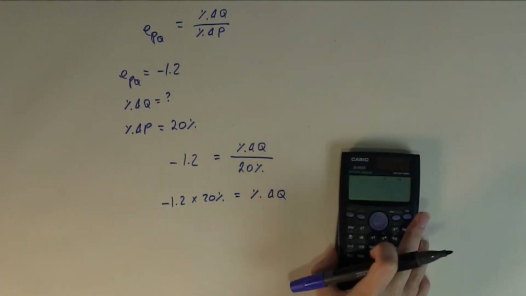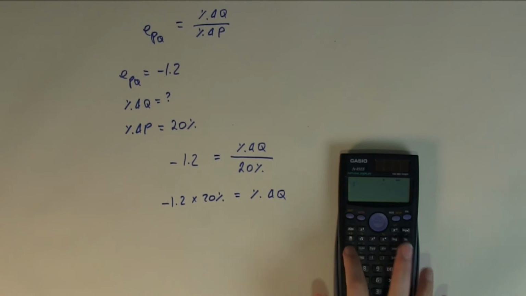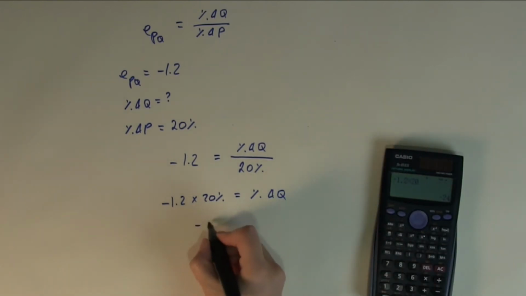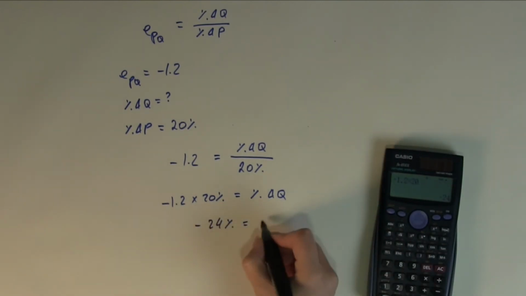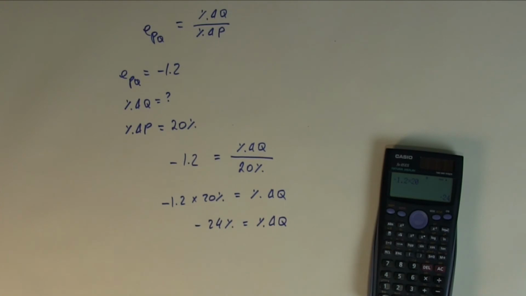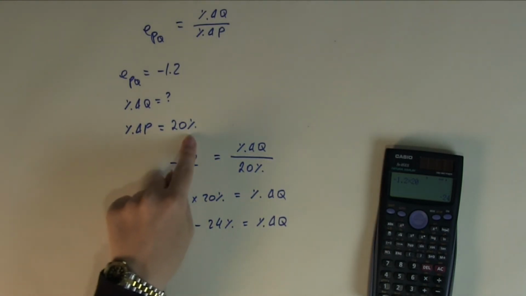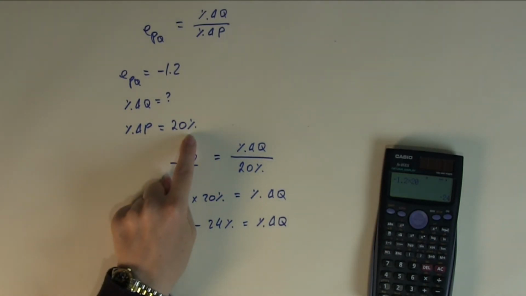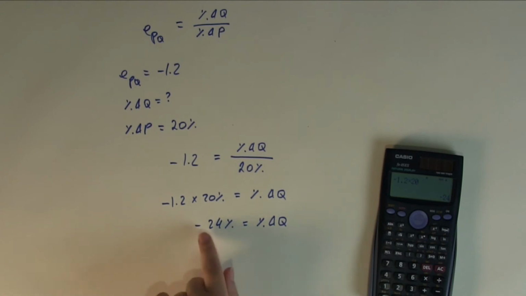So call the scientific calculator. -1.2 times 20, that equals -24%, the percentage change in quantity. What does it mean for us? Well, it means for us that when the price increased by 20%, the demand for chocolate will decrease by 24%.